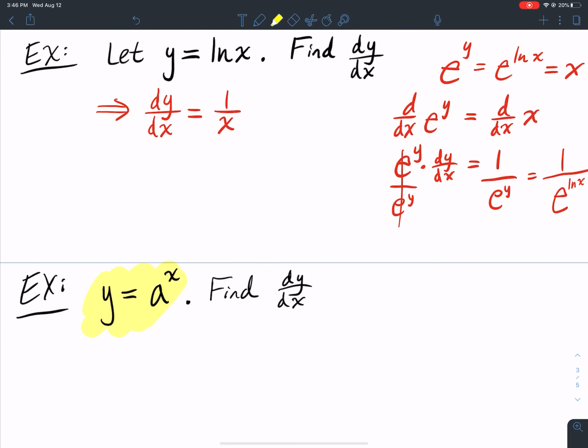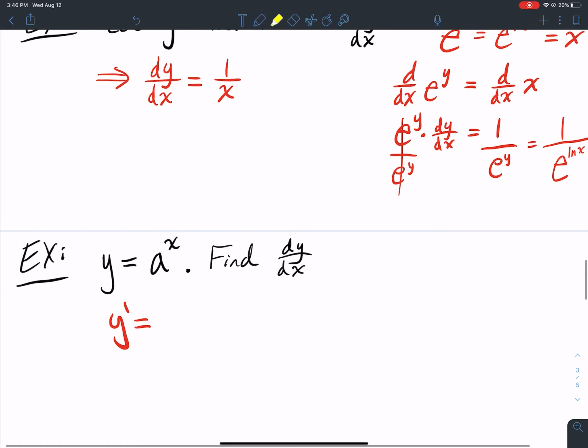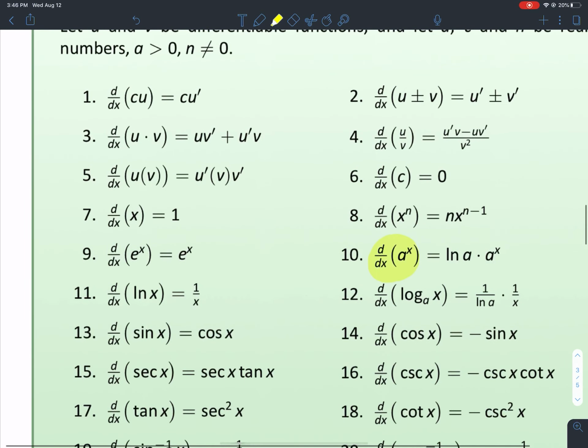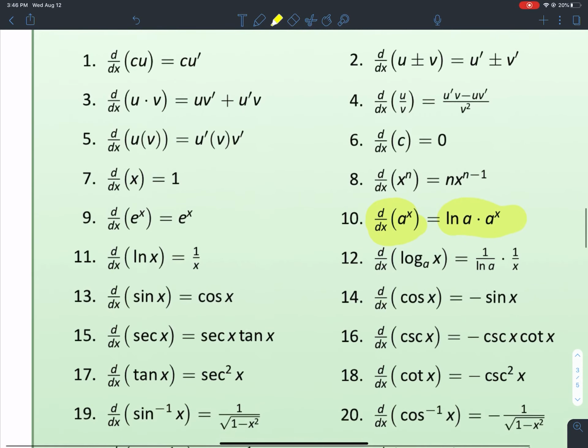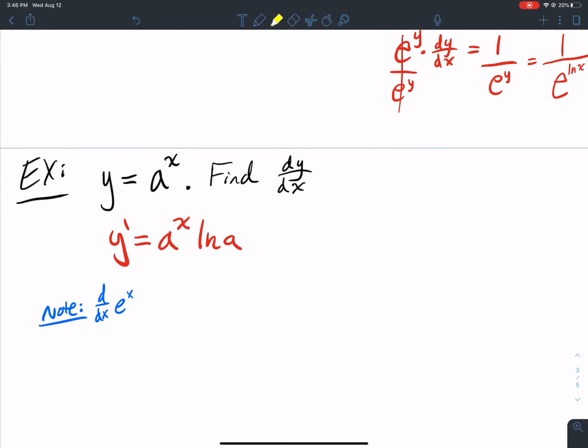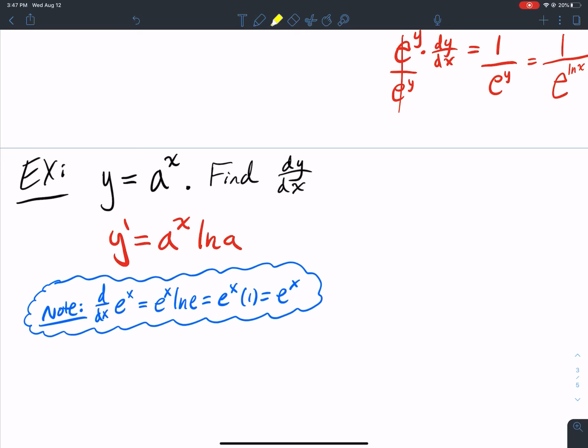Let y equal a to the x. Now we're going to prove this. Okay, how do we prove it? Well, what do we know from our little table? The derivative of a to the x is a to the x ln a. We note that the derivative of e to the x is e to the x times the ln of e, but the ln of e is just 1, so that's just e to the x, so that means the derivative of e to the x is e to the x, right? Based off of that definition where a is equal to e in this particular example.